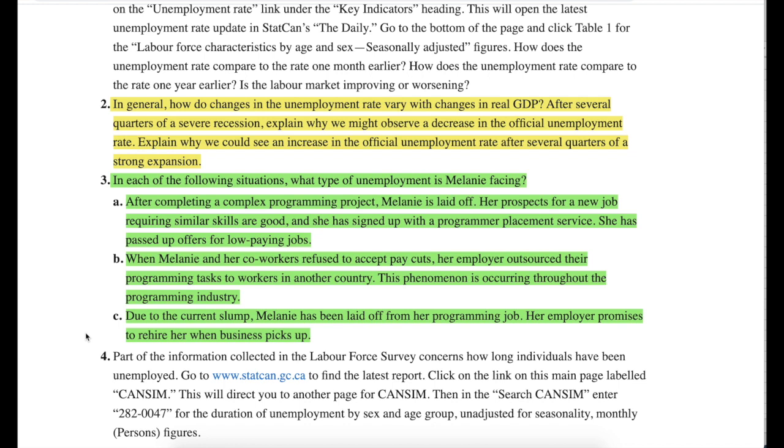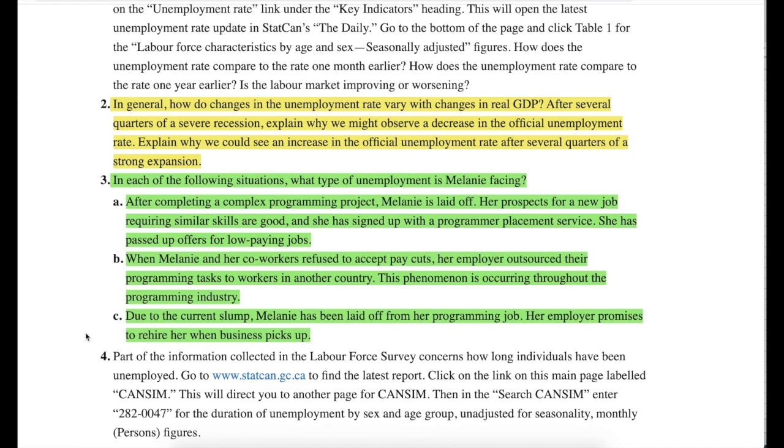to that. The question says, after several quarters of severe recession, explain why we might observe a decrease in the official unemployment rate. So the recession is getting more and more severe, but the unemployment rate is going down. What's happening? This is of course due to discouraged workers. Many people will stop looking for work. That's why they will not be counted as unemployed anymore.